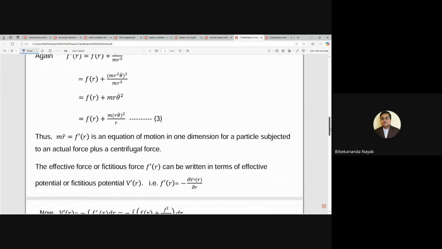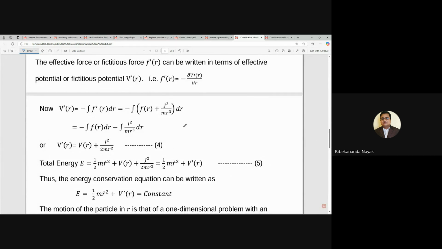We already discussed that. V prime is equal to V(r) plus J square by 2 m r square. This is your V prime. So now we take this as our potential for the central force motion. E is equal to T plus V. T is equal to half m r dot square. Instead of V, we take V prime. So T plus V prime. So for central force motion, we assume effective potential as its potential energy. So this is kinetic energy, this is potential energy.